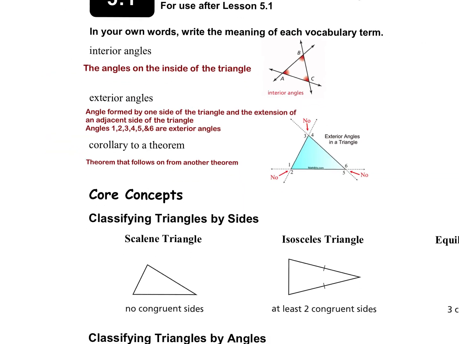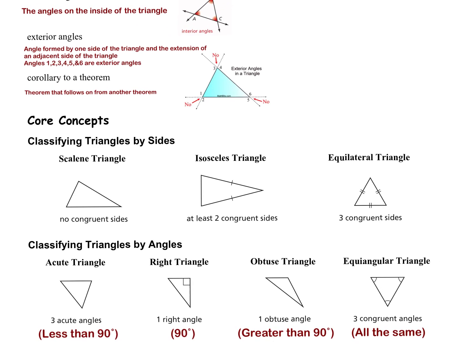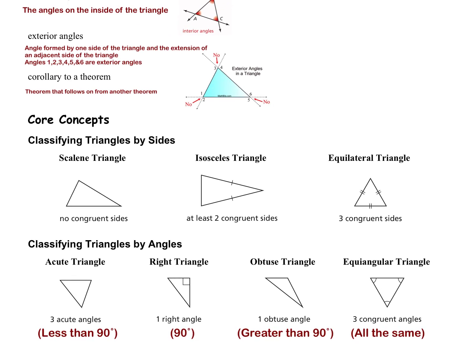All right, with that being said, let's look at classifying triangles by their sides. So the first triangle we have is a scalene triangle. That means that none of the sides are congruent with each other. Remember, congruent just simply means equal or the same, right? So none of these are the same as each other. Okay. Whereas isosceles has two sides that are congruent.